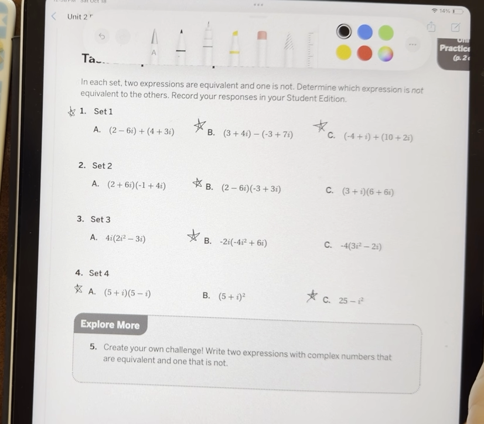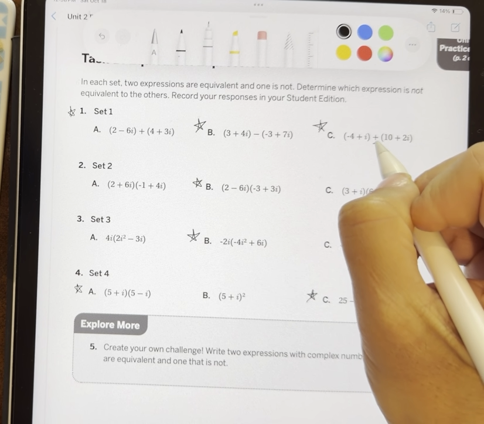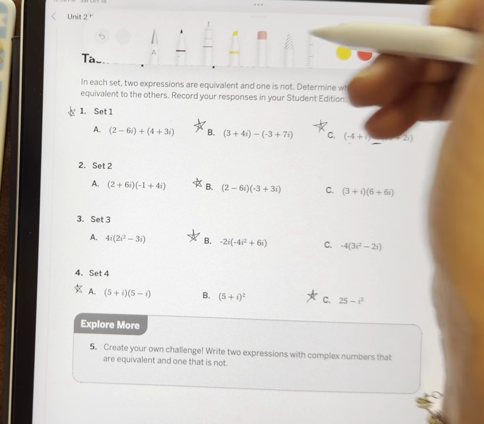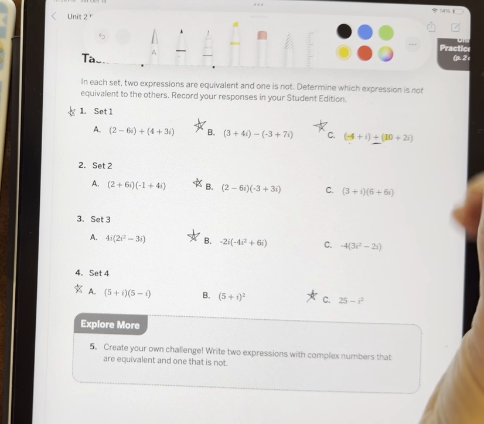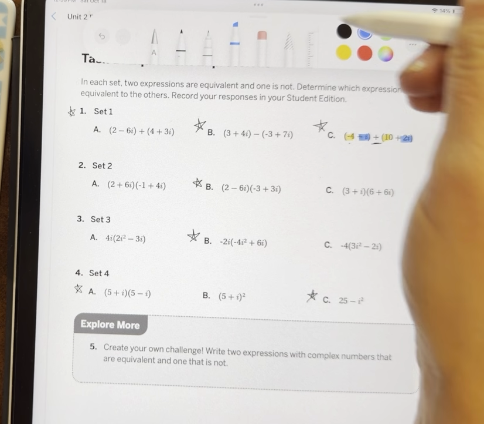Check it out. I'm going to do C first. You guys, do you see how there's a plus sign in between these two parentheses and that's it? Nothing else? That means these parentheses are actually completely meaningless, all right? You could pretend they're not even there and start combining like terms. So that's the -4 and the 10, the I and the 2I.